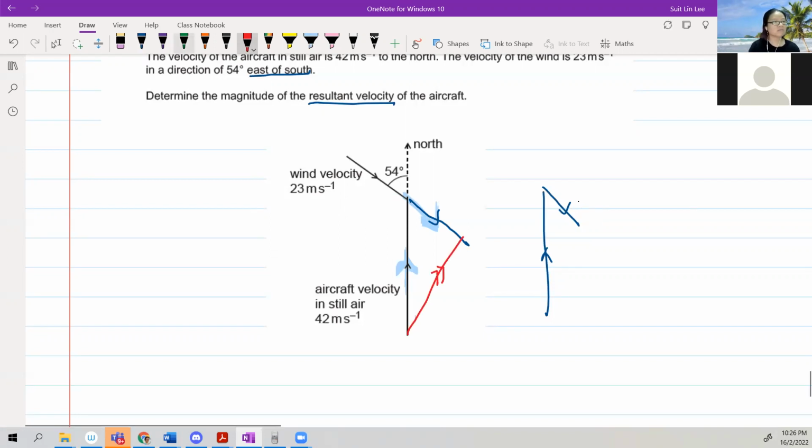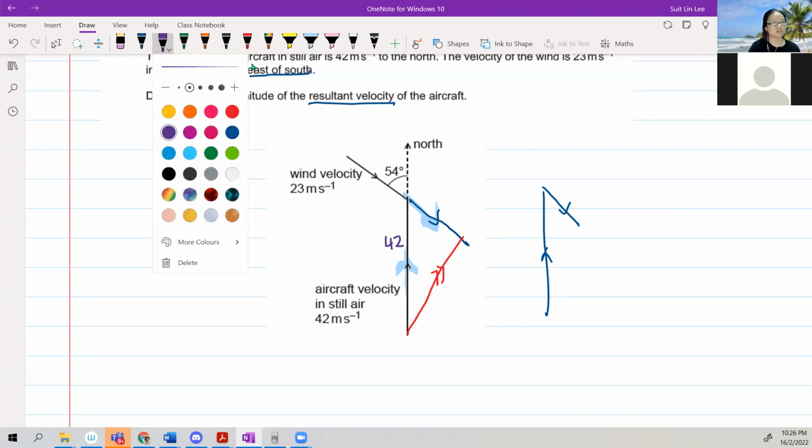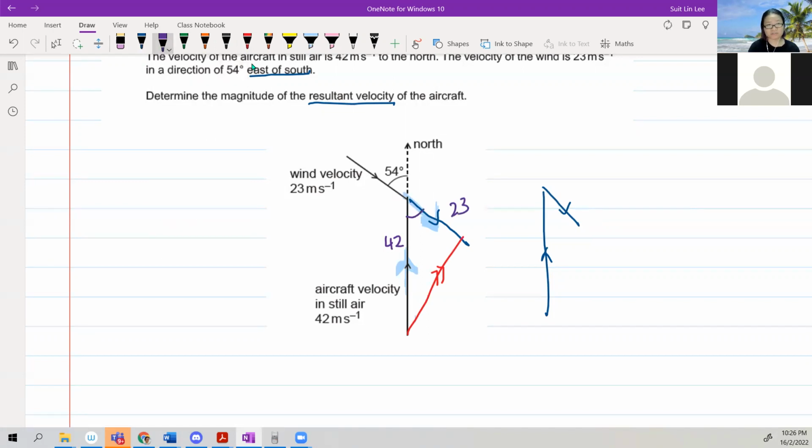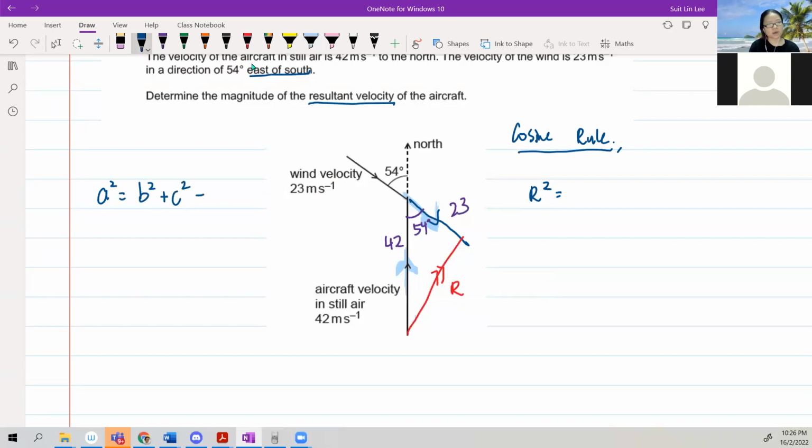So I have this vertical length is 42. I have this length is 23. I also happen to have this angle is 54. So to find the resultant velocity, let's say this is R for resultant, I can use the cosine rule. But because this is not maths, they won't give you the cosine rule. You will have to find the cosine rule yourself. So R square is equal to, I repeat, cosine rule is A square is equal to B square plus C square minus 2BC cos theta.